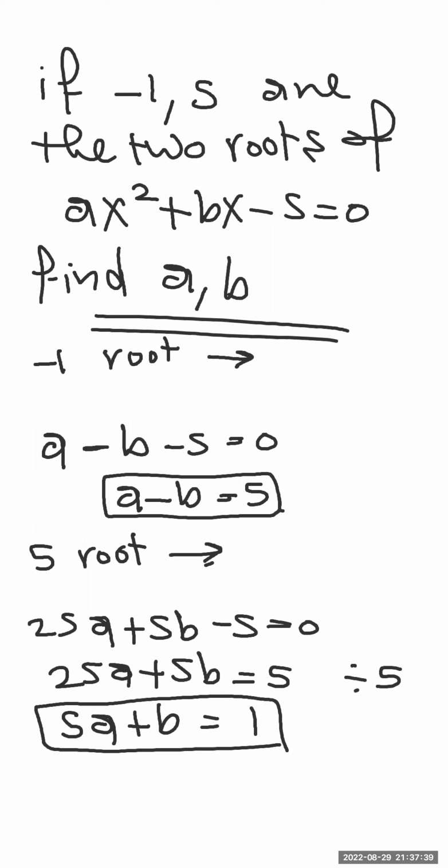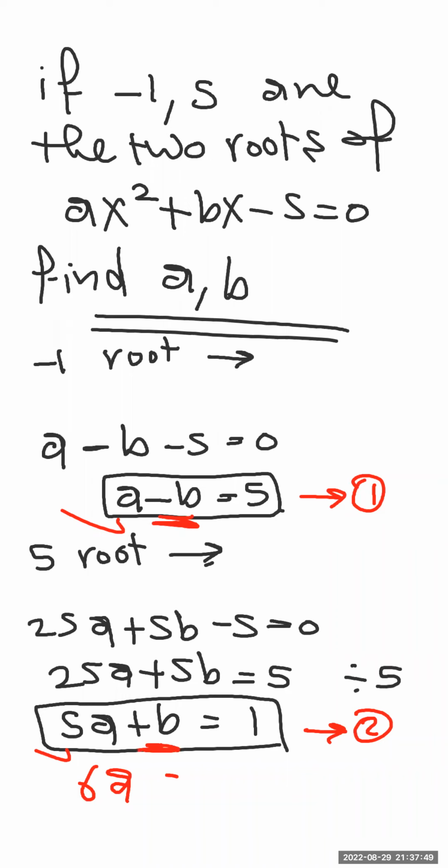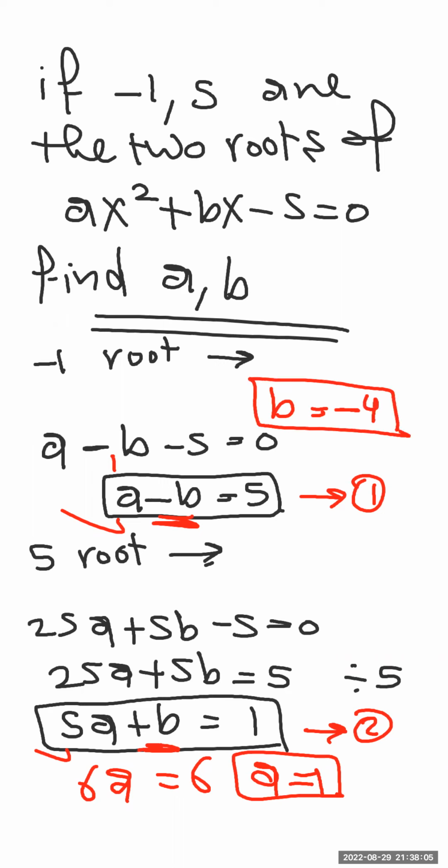Now, add equation number 1 and equation number 2. A plus 5a, 6a, negative b plus b is 0, equals 6a equals 1. B will equal 1 minus 5a, so negative b equals 4. So b equals negative 4. Done. Now I got a and b.